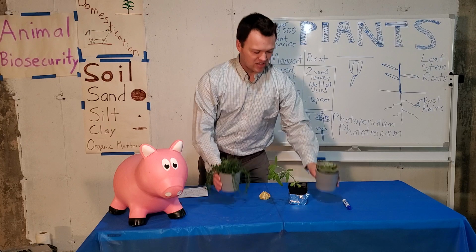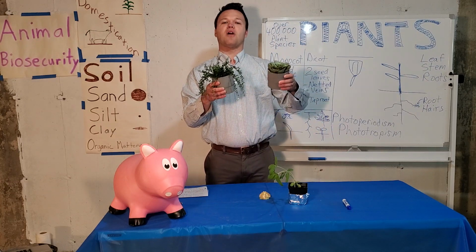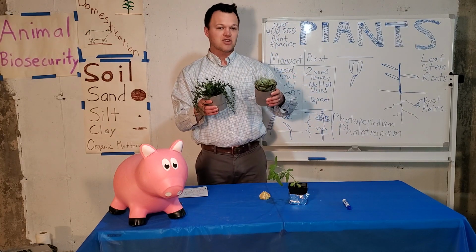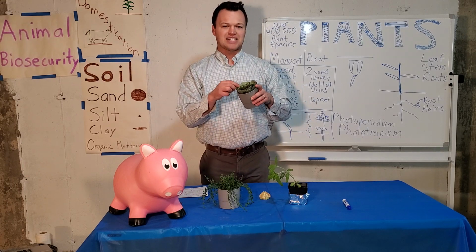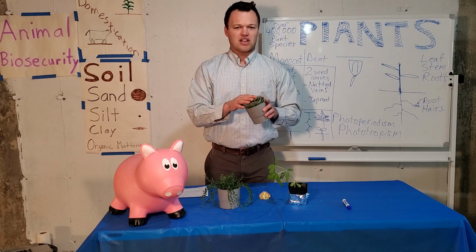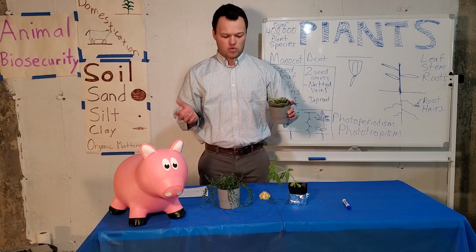But back to these succulents. Succulents are plants that don't need a lot of water. They can live very easily in the desert. They have thick, waxy leaves. These ones are especially waxy because they're made of plastic. But these plants right here have a taproot system, and they don't lose water very easily.